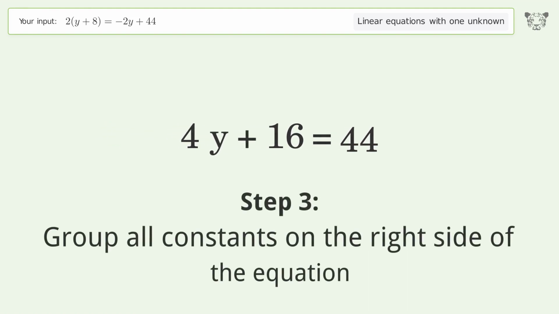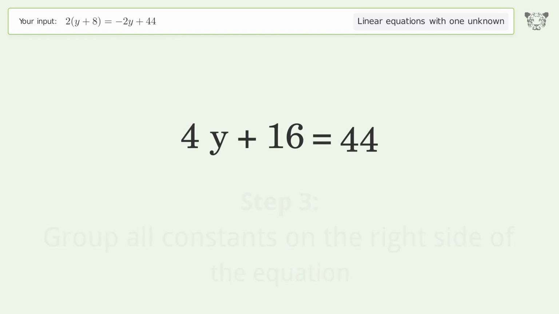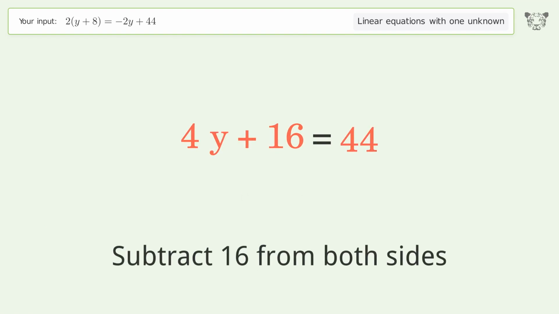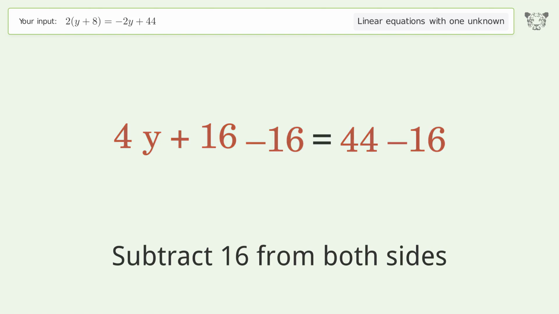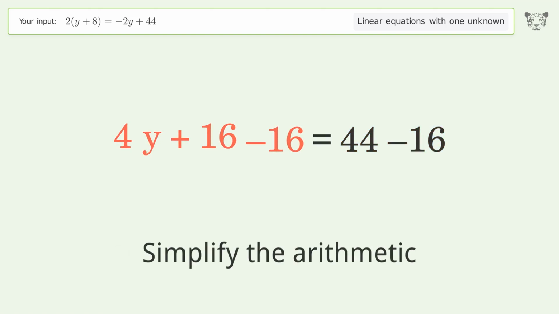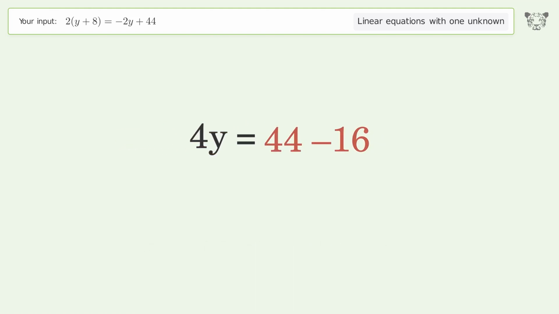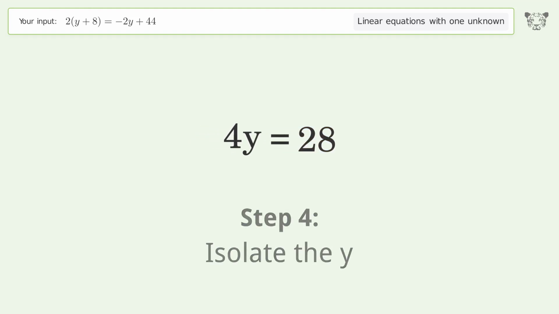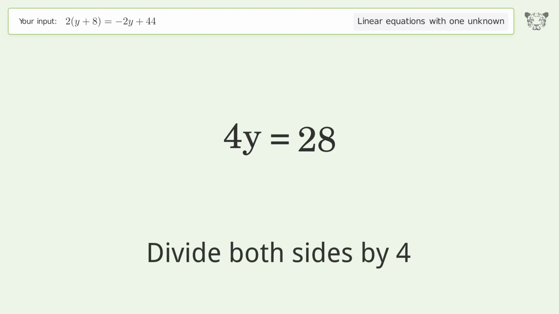Group all constants on the right side of the equation. Subtract 16 from both sides. Simplify the arithmetic. Isolate the y. Divide both sides by 4.